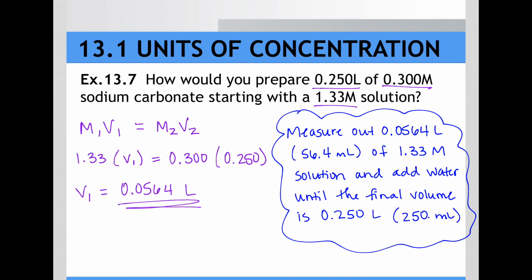So how would I prepare this solution? I would measure out this amount, so 56.4 milliliters, of the concentrated 1.33 molar solution, and then I would just continue to add water until the final volume was 250 milliliters. So now at this point, you're mostly done with section 13.1. The final few examples we'll do in class because they are a little bit trickier.